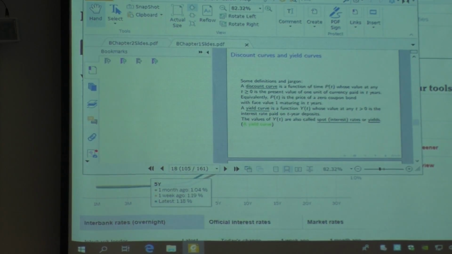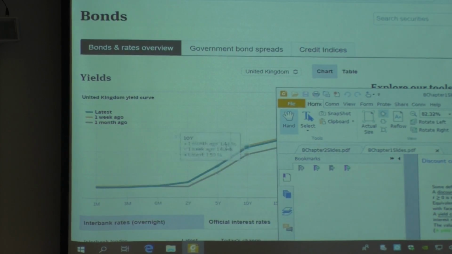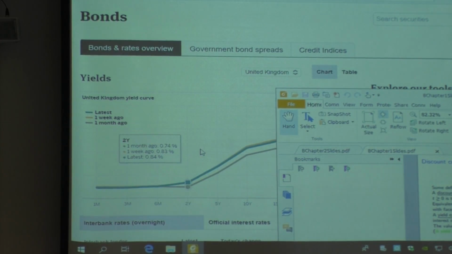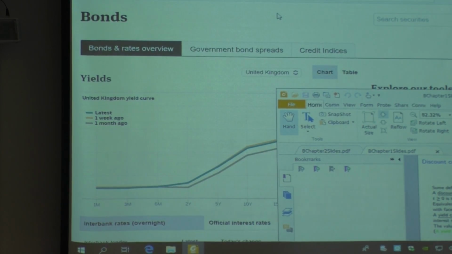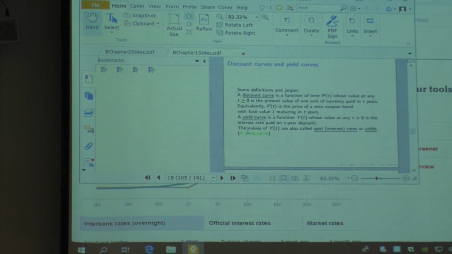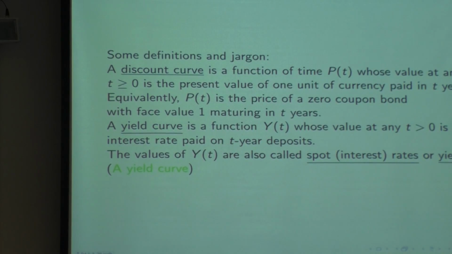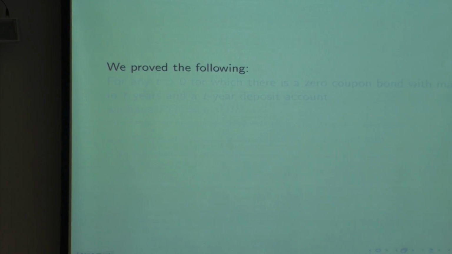So the next question I want to ask and answer is, where is this picture coming from? Where is this graph coming from? How do the people in Investors Chronicle come up with this picture? And we're going to come up with our own pictures very soon. Okay, so this is what discount curves and yield curves are.